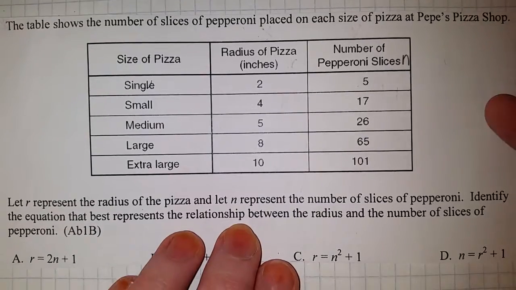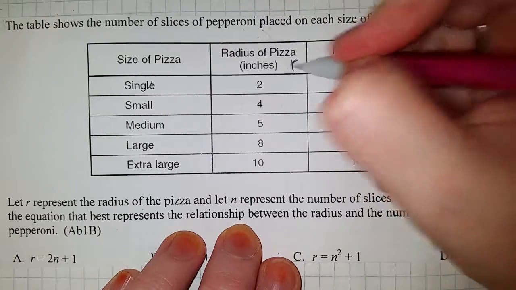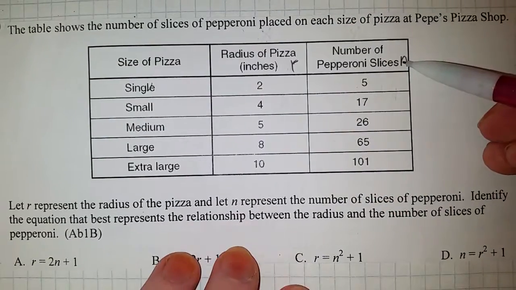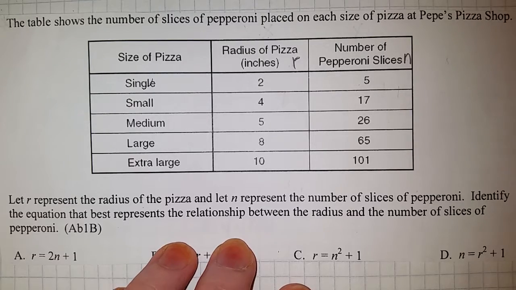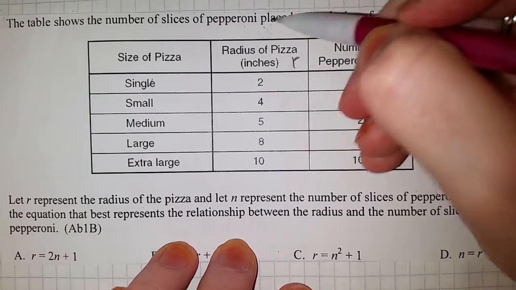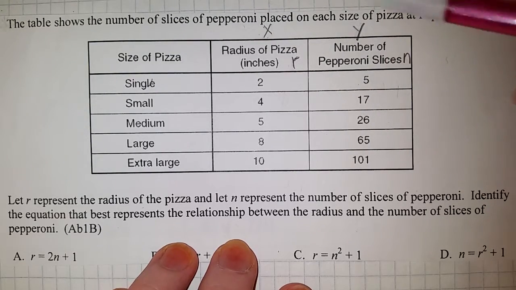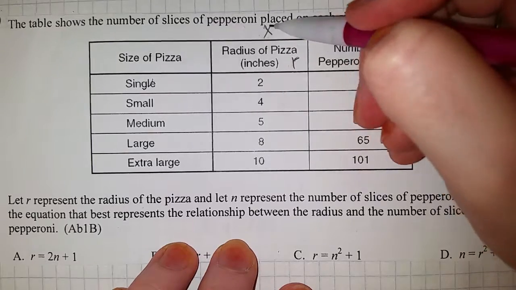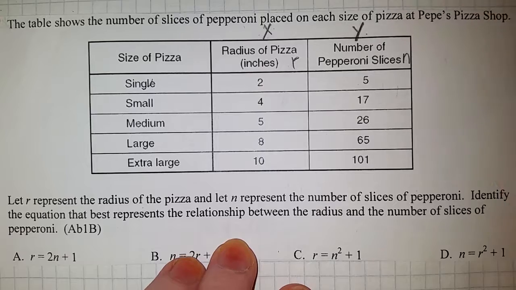They're already telling us that r should represent the radius of the pizza. So this right here will be r. And n is the number of slices of pepperoni. Now, in Algebra 1 at least, when you get a problem like this, the first column is always x, the second column is always y. So it is helpful if you can to label your columns with x and y.